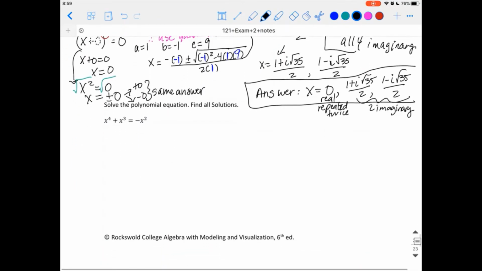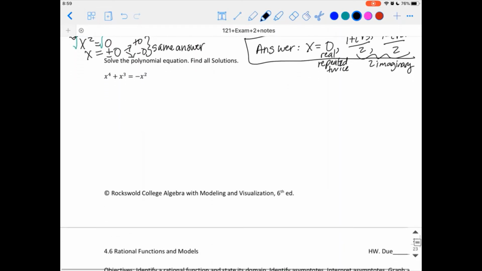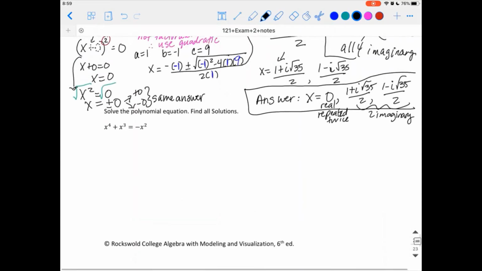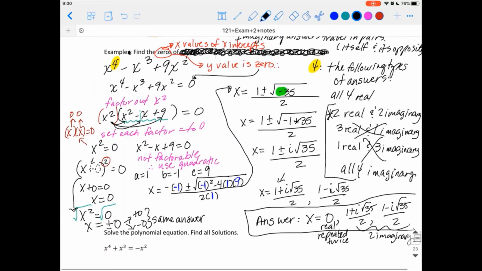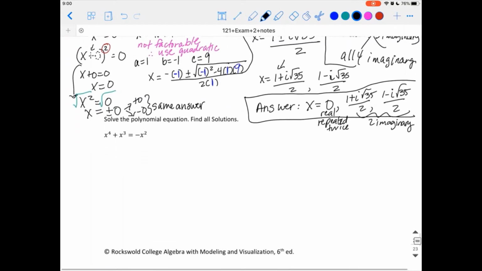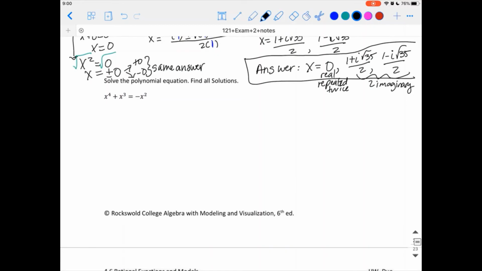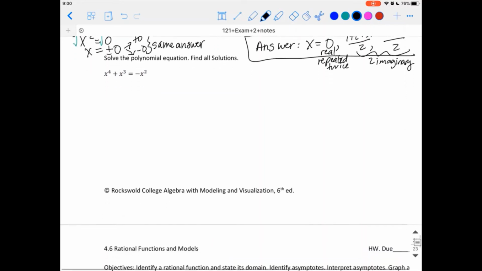Okay. Next one. Solve the polynomial equation, find all the solutions. Okay, so maybe I know Desmos has been really nice to us, but now you can see that Desmos itself will have some limitations because it cannot show you the imaginary answers. So, oh well. So this one, solve the polynomial equation, find all the solutions.